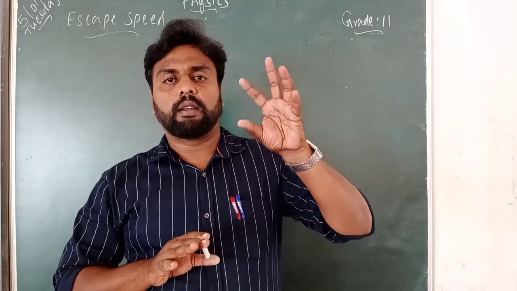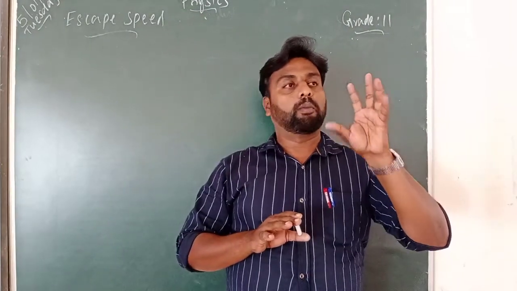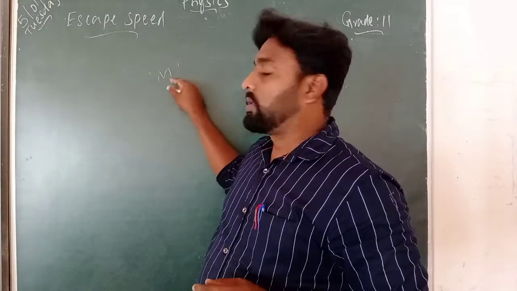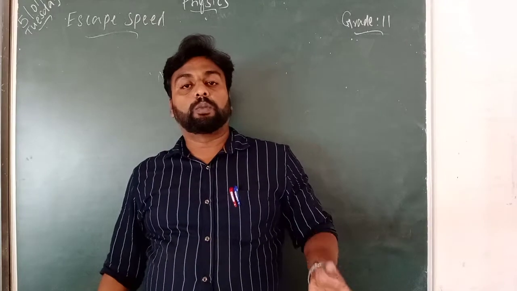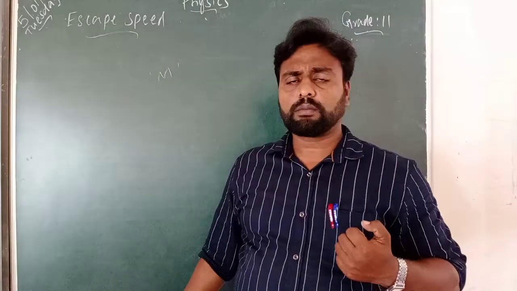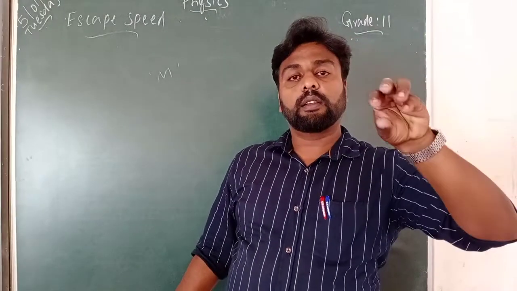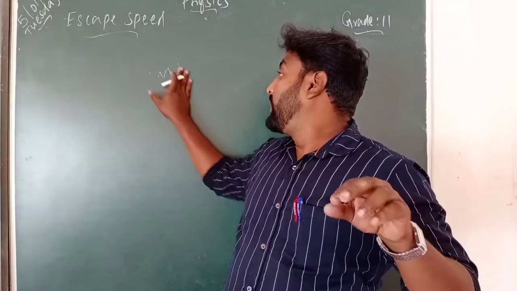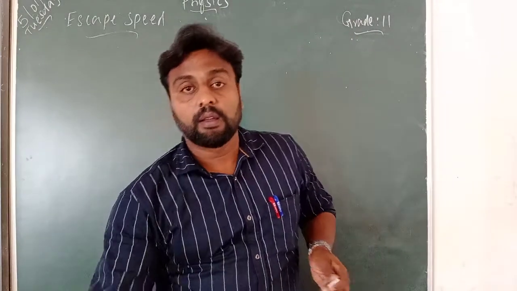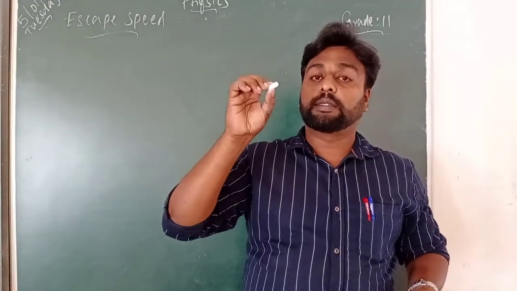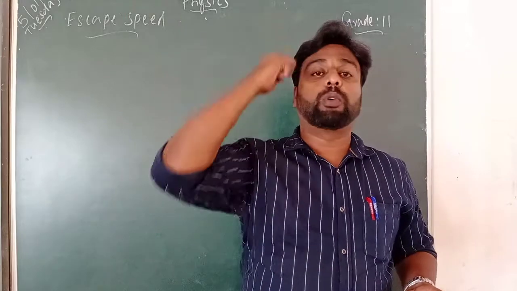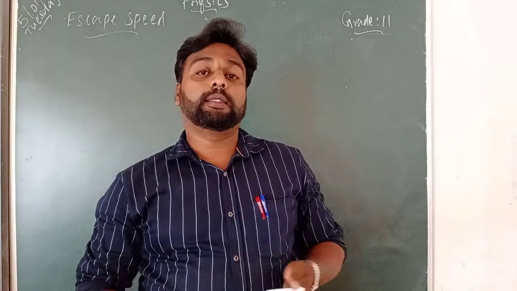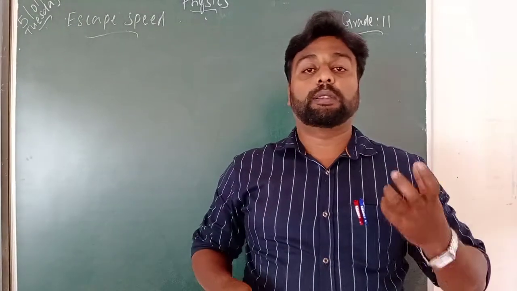So you can consider an object of mass M. You are throwing this object upward. So the initial kinetic energy and initial potential energy will be there, because you are throwing an object which has a mass M upward. When it is moving upward, it possesses some kinetic energy and it possesses some potential energy.